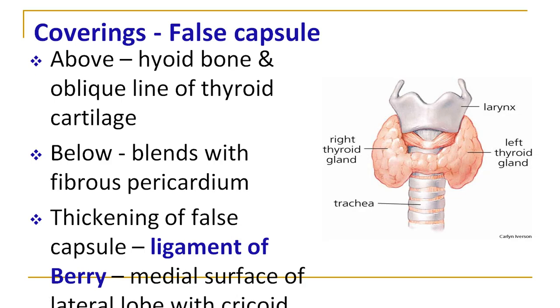Because of this false capsule, whenever we have deglutition or swallowing, the entire larynx moves upwards onto the hyoid bone, including the thyroid gland. So why does the thyroid gland, or the thyroid gland swellings, move upon deglutition? Because of the pretracheal fascia attachment to the hyoid bone and the oblique line of thyroid cartilage. In addition to that, there is a thickening called the ligament of Berry. So when the larynx moves upwards, even the thyroid gland which is anchored to the larynx has to move upwards.